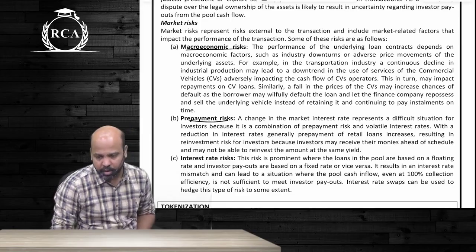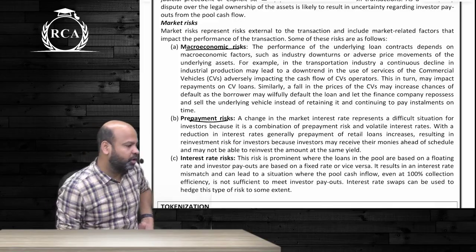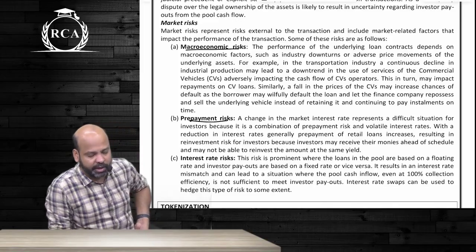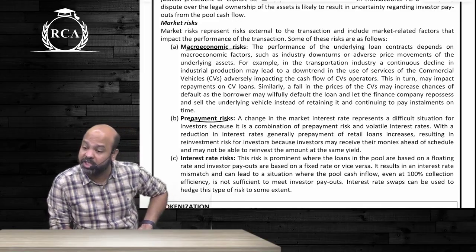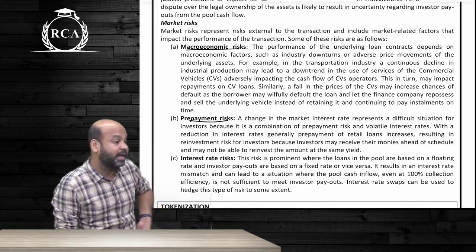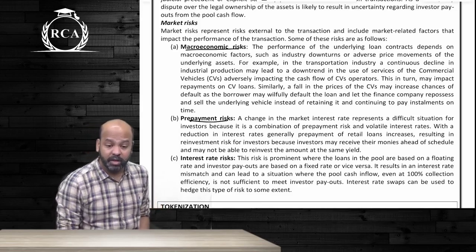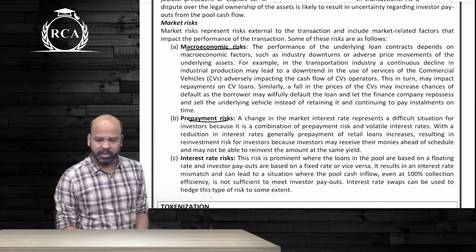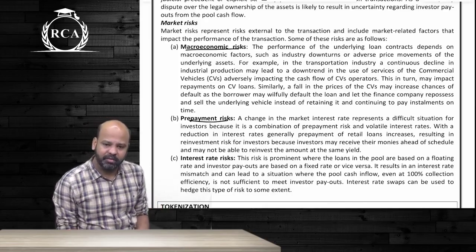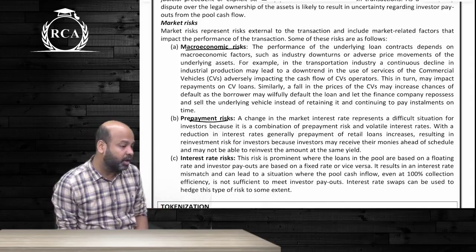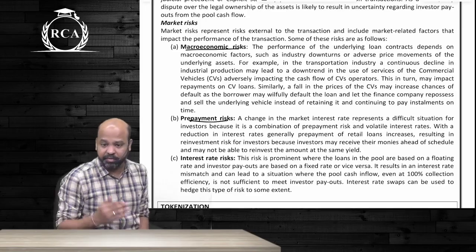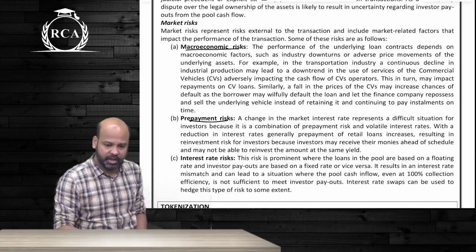So in tokenization, you can convert physical assets or intangible assets into digital tokens. These digital tokens can be directly traded using blockchain technology. The intention is very clear: once you convert something into a digital token, liquidity in that increases. They can be freely traded using blockchain technology.